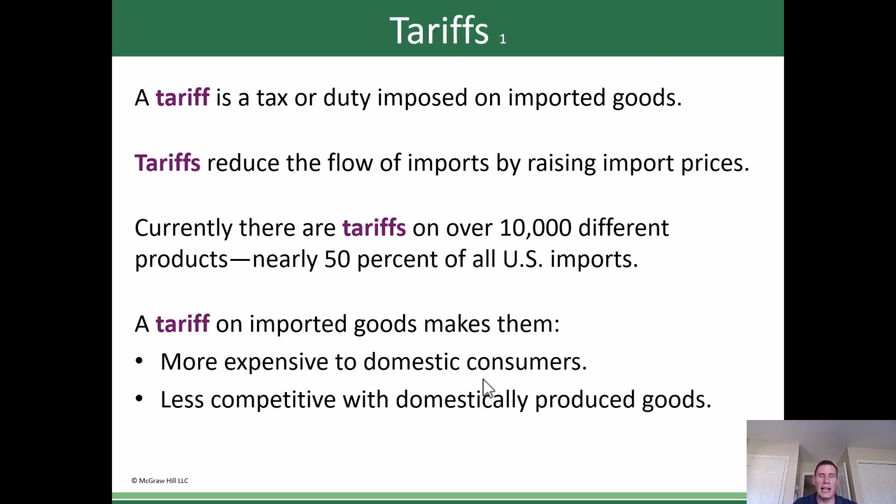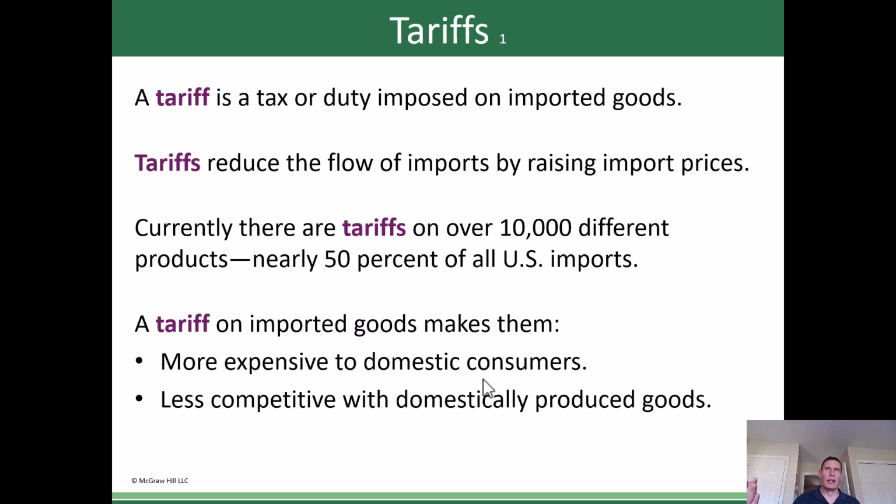Currently, there are tariffs on over 10,000 different products, nearly 50% of all US imports. A tariff on imported goods makes them, think about the example I just gave you with the Canadian steel coming into the US, more expensive to domestic consumers, and also means it's less competitive with domestically produced goods.